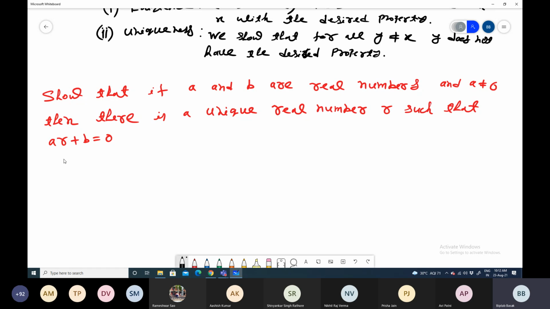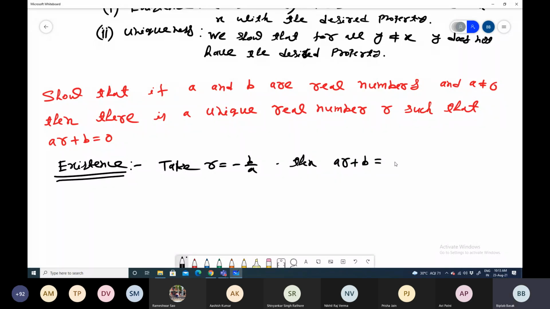Now it needs two parts, right? One is existence. Not only existence, we need a constructive proof. So for existence, you can take r equal to minus b by a. Then ar plus b equals a times minus b by a plus b, which equals 0. So we are done, right? Therefore r has the desired property, and then the second part is uniqueness.